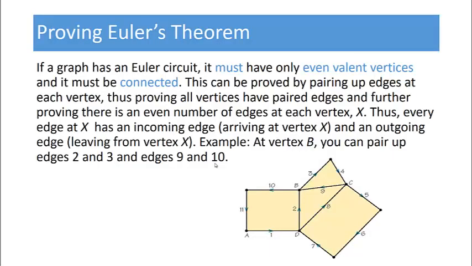All right, now how would we prove Euler's theorem? So Euler says that if a graph has an Euler circuit, it must have only even valent vertices, and it must be connected. So this can be proved by pairing up edges at each vertex. For example, if we look at vertex B, we can pair up edges 2 and 3 and edges 9 and 10. So the idea behind why we needed an even valence is that we've got to be able to come into a vertex and go out. Every time we come in, we've got to be able to go back out. So that's the key to the even valent idea.